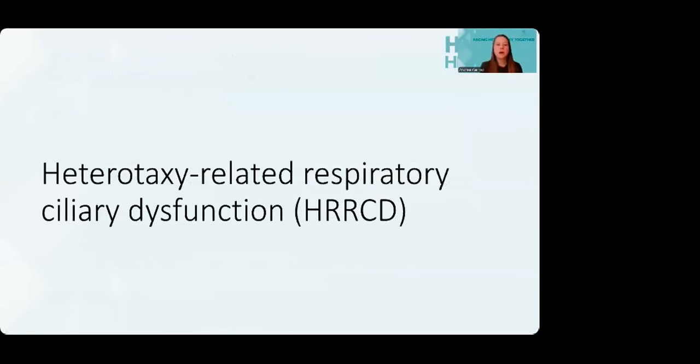So this brings up a concept that we in the heterotaxy and PCD community have been looking at, this idea of heterotaxy-related respiratory ciliary dysfunction. So we're seeing a lot of heterotaxy patients that don't necessarily have as robust symptoms as our PCD patients, but they have many of the similar symptoms. Some of them are getting bronchiectasis, many of them are getting recurrent sinopulmonary infections, and some of them are having ciliary dysmotility and lower nasal nitric oxide levels.